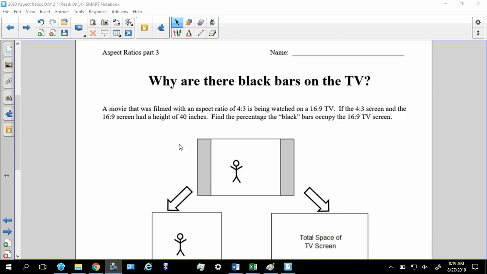All right, in this video, we're going to finish up our conversation with aspect ratios. So we're going to be covering a lot of material. I'm going to try to make this as easy as possible for you, but can't make any promises.